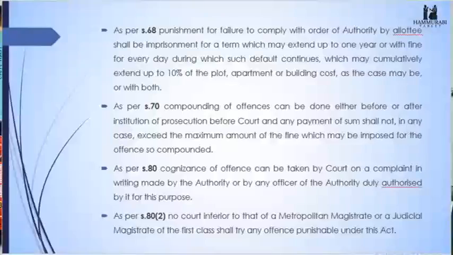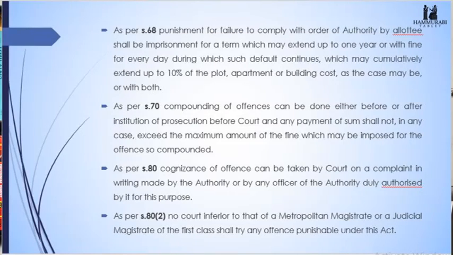Now section 80. Section 80 is about how a court takes cognizance and which is the court. So section 80 says it has to be by a complaint in writing made by the authority or by any officer of authority duly authorized by it for this purpose.